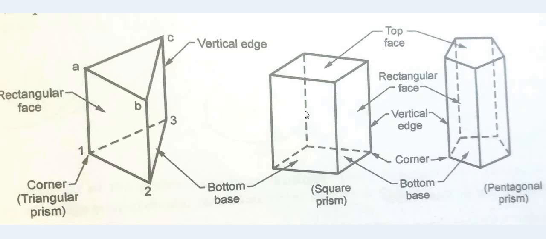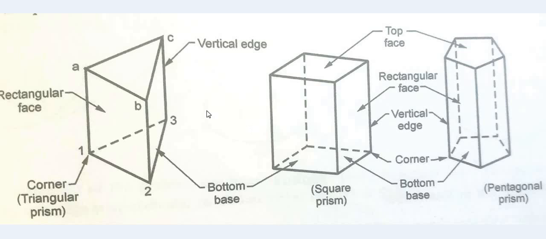Here there is one more example of square prism. As its name implies, these two identical bases, upper base and lower base, are of square shape. That's why this prism is known as square prism. Another example, pentagonal prism. Upper base is a pentagon, lower base is of pentagonal shape, and corners are joined with the help of longer edges. This is the general basic composition of prisms.